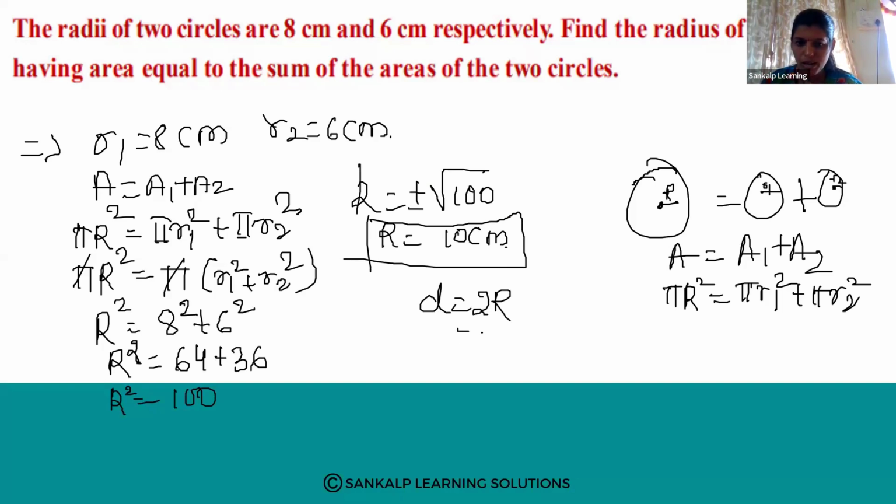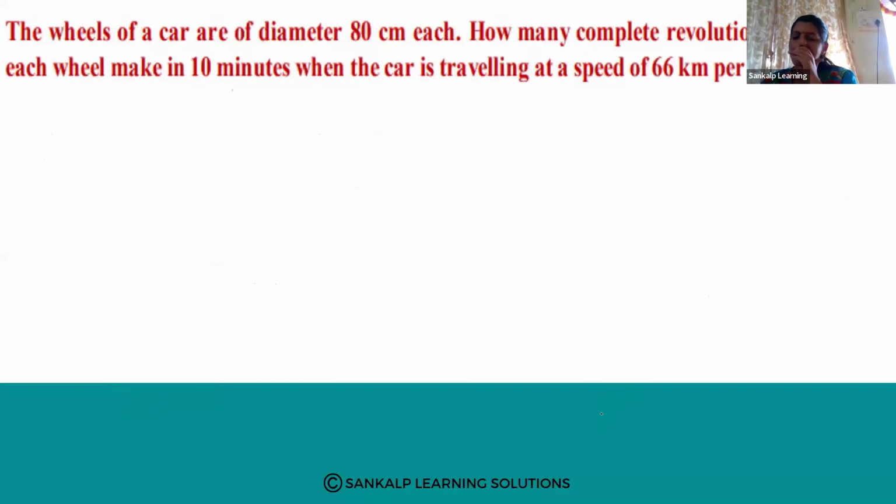So 2R, 2 into 10, that is 20 centimeter. Here they asked only radius. Okay. I think this question is understood to all of you. Right? Next, we'll solve the next question.